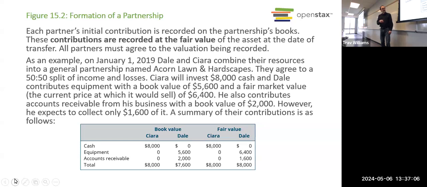However, that's book value. If we look here under fair value, his equipment has a market value, what he could sell it for on the marketplace, of $6,400. And the accounts receivable has a market value of $1,600. So that's how you value the contribution. The fair value, which means the market value. So in that case, actually, they both are making an $8,000 contribution. Okay, any questions on that?